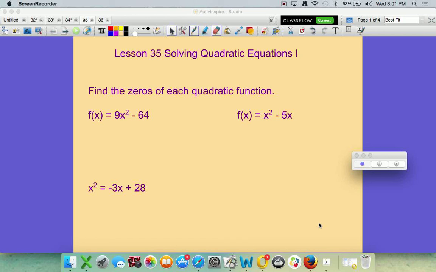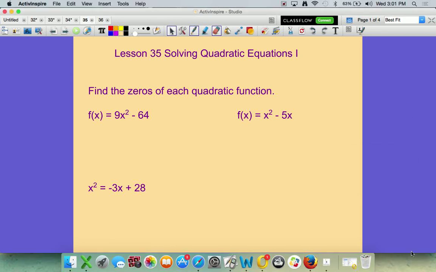Lesson 35. We are solving quadratic equations, part 1. First one that they're asking about is find the zeros of the quadratic function. What that is talking about is, when you set this equation equal to 0, what do you get? Your first step is to set it equal to 0. So how are we going to do that?